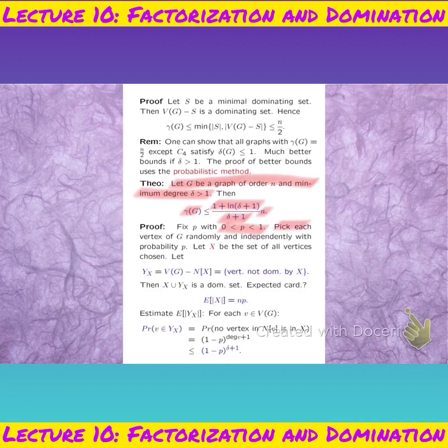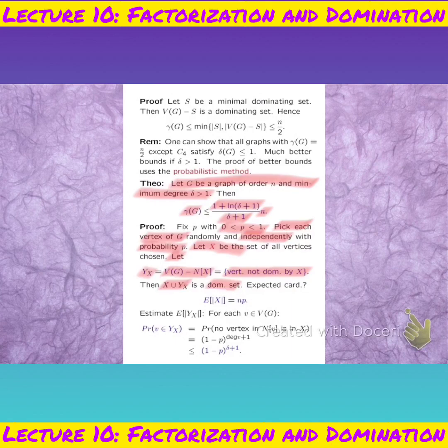So we pick each vertex in G randomly and independently with probability P, and let X be that set of vertices. We're going to make it a dominating set. We let Y subscript X be all the vertices in the complement of X that are not dominated by the set X. When a vertex is not dominated, it means all its neighbors lie outside of the chosen set X. Now taking X together with Y subscript X, that's a dominating set. We want to now work out the expected value of the size of these sets.